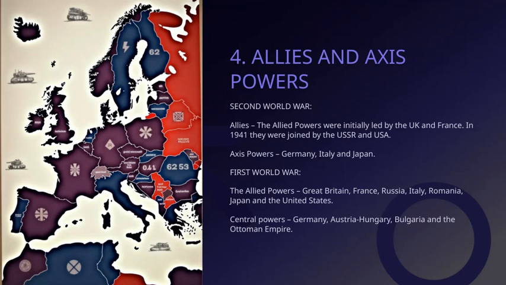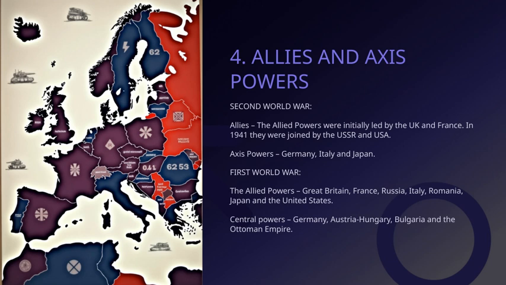Let's take a closer look at the alliances during the World Wars. In the Second World War, the Allies were initially led by the United Kingdom and France. These were the main countries fighting against the Axis powers early on. Then, in 1941, two major players joined the Allies, the Soviet Union and the United States. Their entry significantly shifted the balance and strengthened the Allied side.